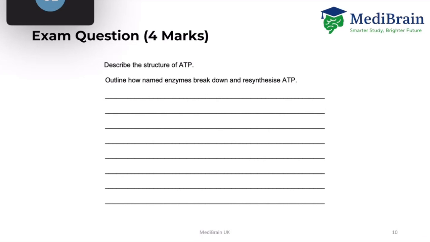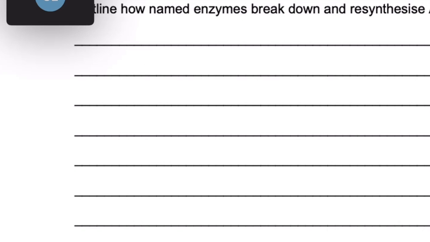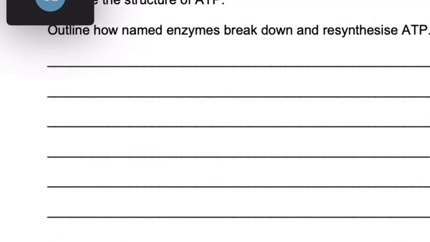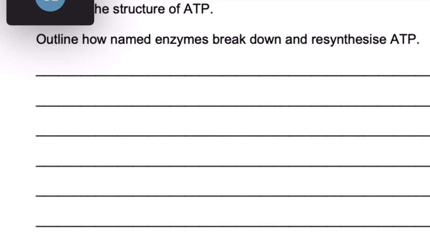Now you could draw a labeled diagram like we've been doing, and that's what I'm going to do. I'm going to draw a labeled diagram. So we had a pentose sugar, we had the inorganic phosphates, and we had an adenine. Now this is not enough. You will need to label it, because they're looking for the names.